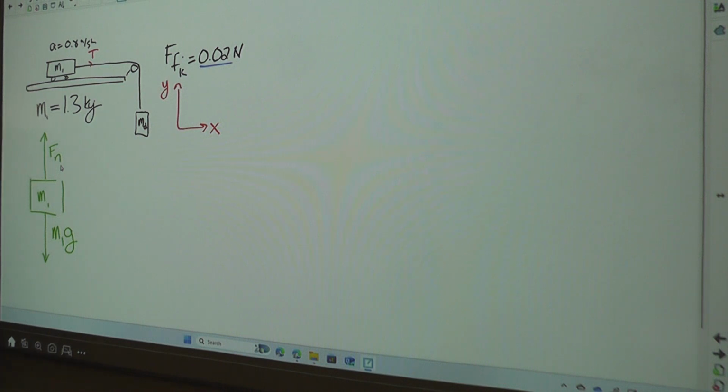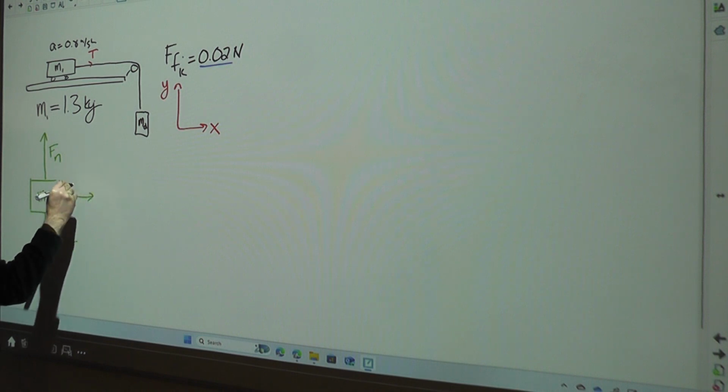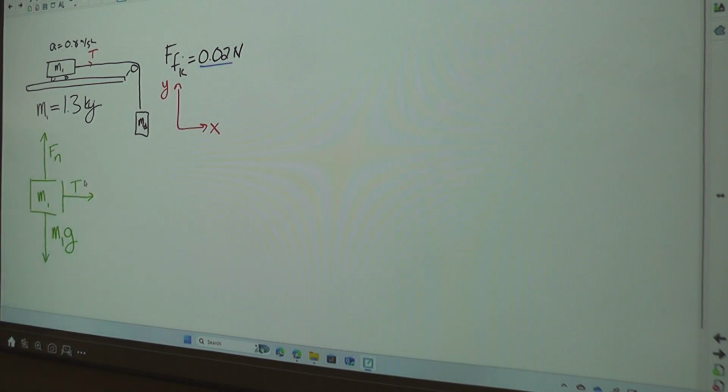There are two other forces acting on our cart. One is one of the things we're trying to find, which is the tension in our string. The other, we already know. It's friction, which is always opposite the direction of motion. So I know a couple of things.